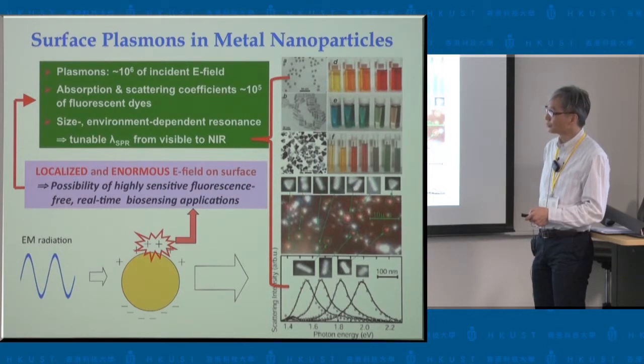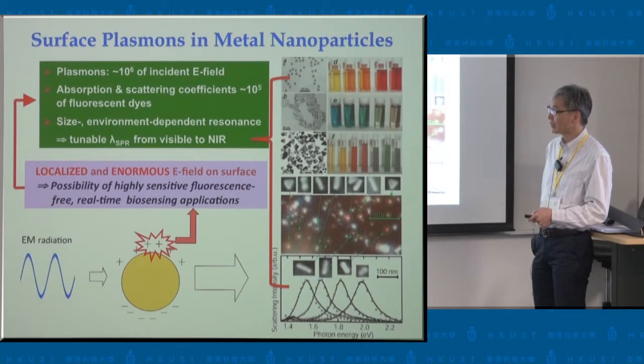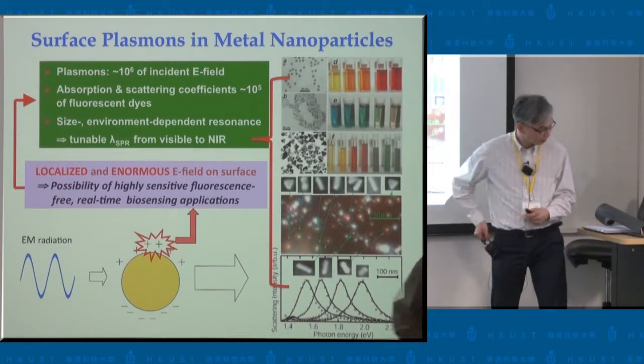And also they are so good for scattering, with very strong signal and localized field, as we already know that plasmonics tends to enhance the field on the surface of the object. And therefore gives you a channel for performing highly sensitive fluorescence-free real-time biosensing applications.